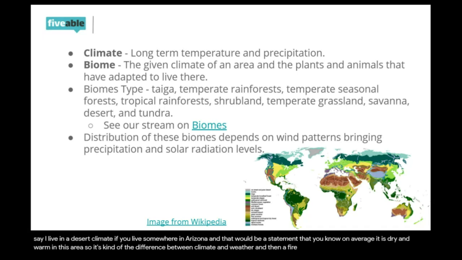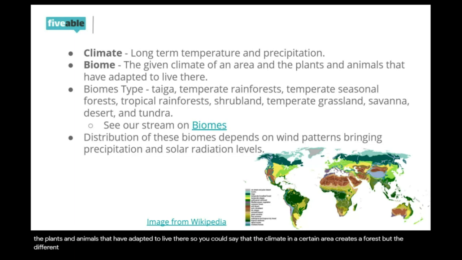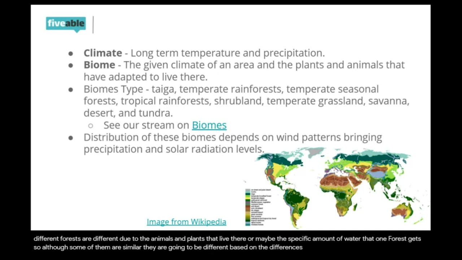And then a biome is the given climate of an area and the plants and animals that have adapted to live there. So you could say that the climate in a certain area creates a forest, but the different forests are different due to the animals and plants that live there, or maybe the specific amount of water one forest gets. Although some of them are similar, they are going to be different based on the different organisms that have adapted to live there.